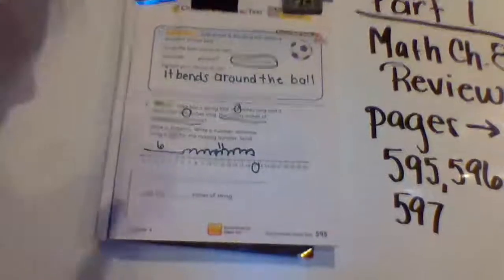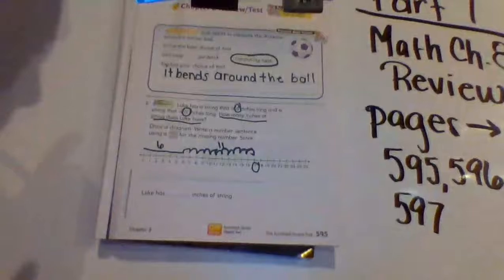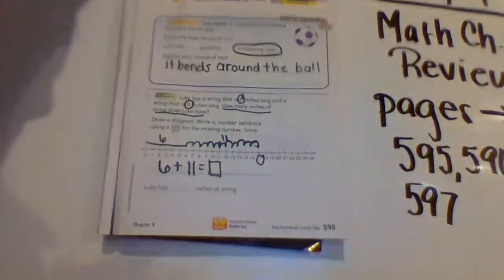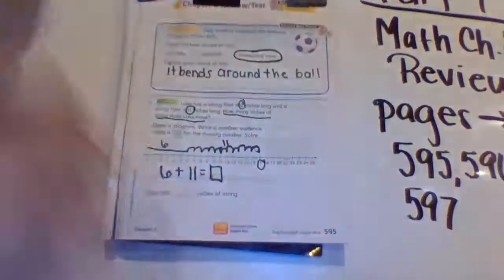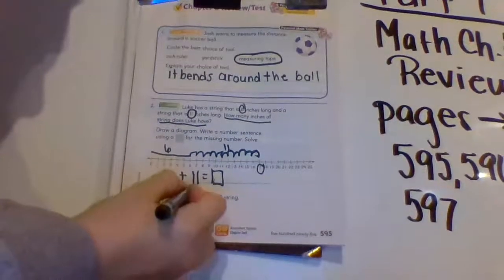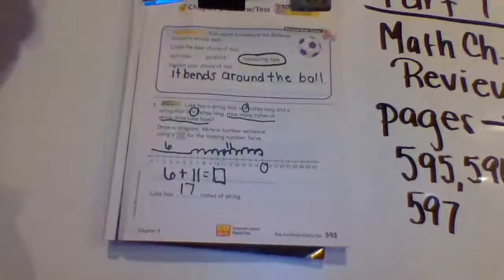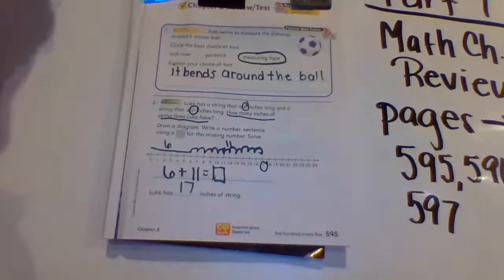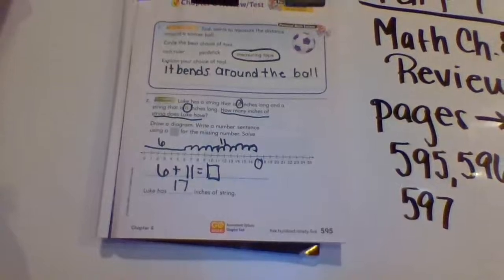So it says draw a diagram, here's our diagram, and write a number sentence. So our number sentence would be 6 plus 11 equals box. And then finally, when we look at what that would equal, we ended on that 17, so we know Luke has 17 inches of string total. Okay, if you need more time on this page, go ahead and hit the pause button. Everybody else, go ahead and flip the page and we will continue.